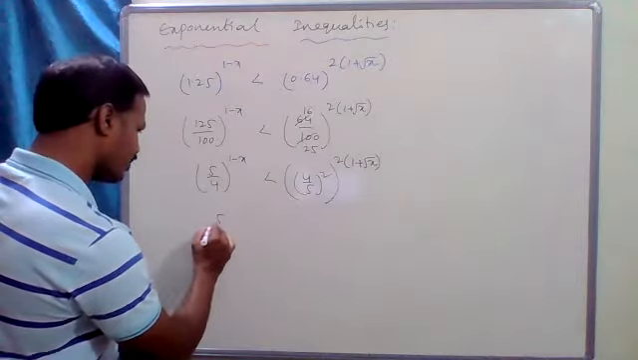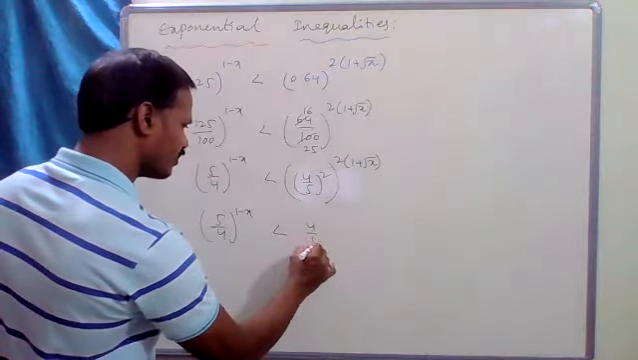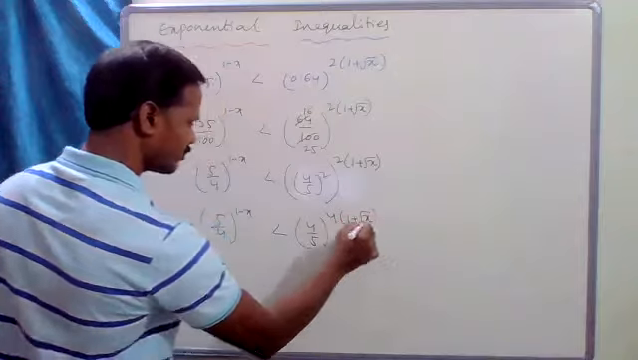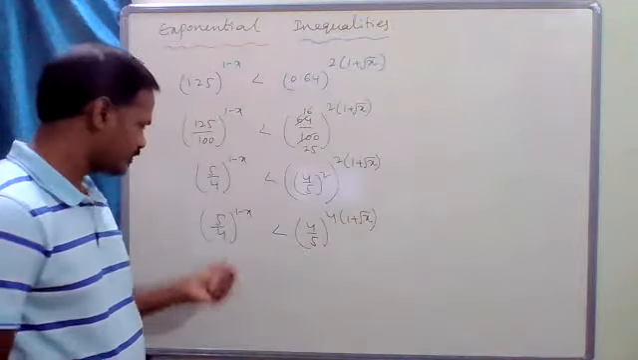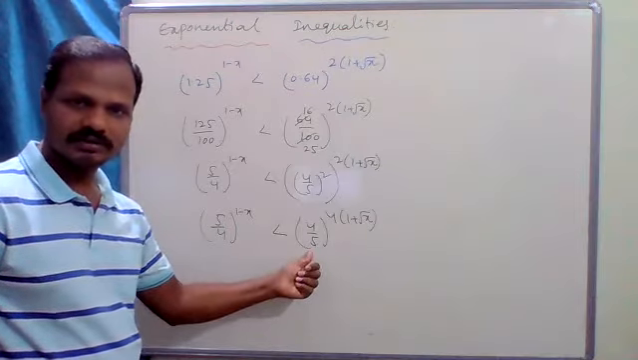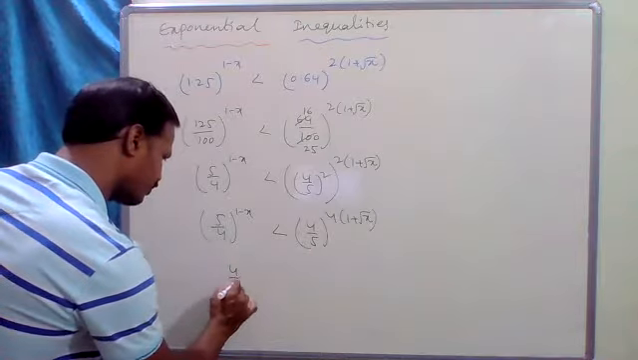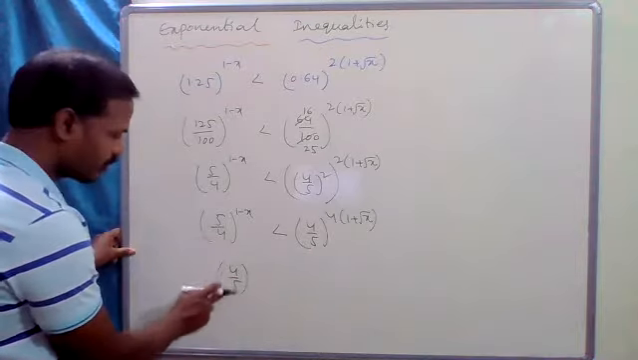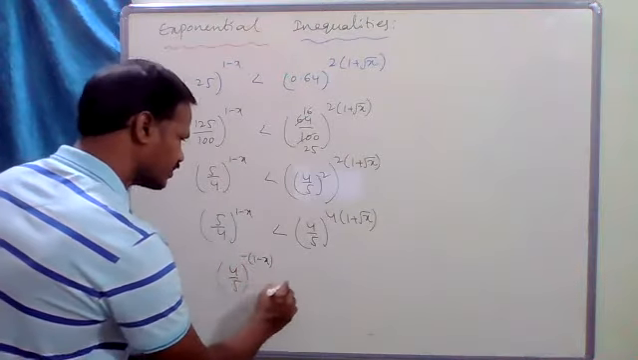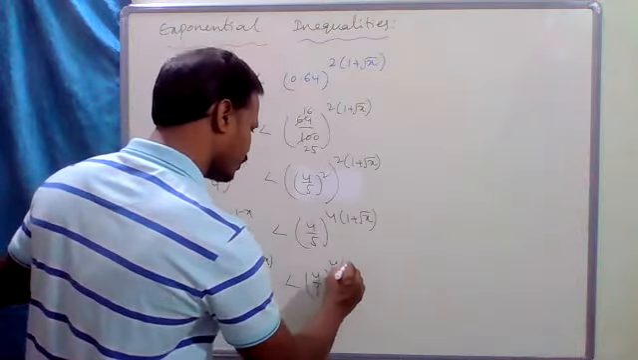Now this is 5 by 4 whole power 1 minus x less than 4 by 5 whole power 4 into 1 plus root x. If you observe, this is 5 by 4, this is 4 by 5. These two are reciprocal to each other. So this can be written as 4 by 5 whole power minus 1, that is minus of 1 minus x, less than 4 by 5 whole power 4 into 1 plus root x.